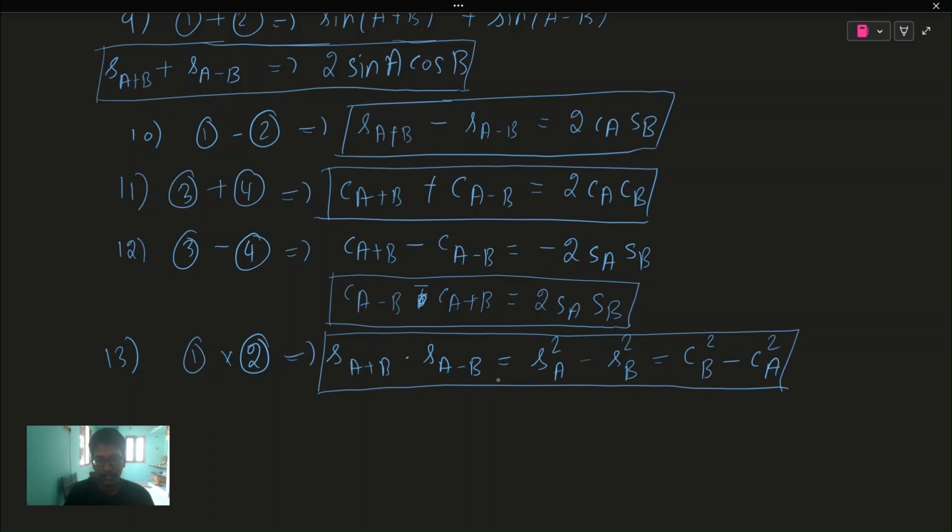Some of you may wonder why it collapses to sin square A minus sin square B, and in cos terms why it is cos square B minus cos square A. Here they use the identity sin square theta plus cos square theta equal to 1, so that while substituting sin square A, they would substitute it as 1 minus cos square A, so that the sign difference would arrive.